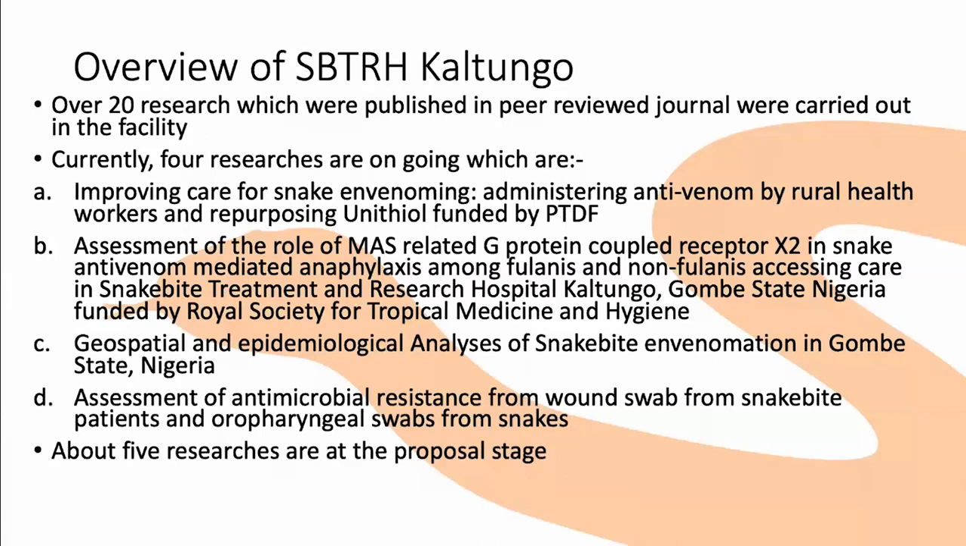One of them is improving care for snake envenomation, administering anti-venom by rural health workers and repurposing unitiol. This is being funded by Pitten. The second is also being funded by the Royal Society for Tropical Medicine and Hygiene. The third is a spatial and epidemiological analysis of snakebite envenomation in Gombe State. The fourth is assessment of antimicrobial resistance from the wound swab of a patient with snakebite and also from oropharyngeal swabs from the snakes. Next slide.